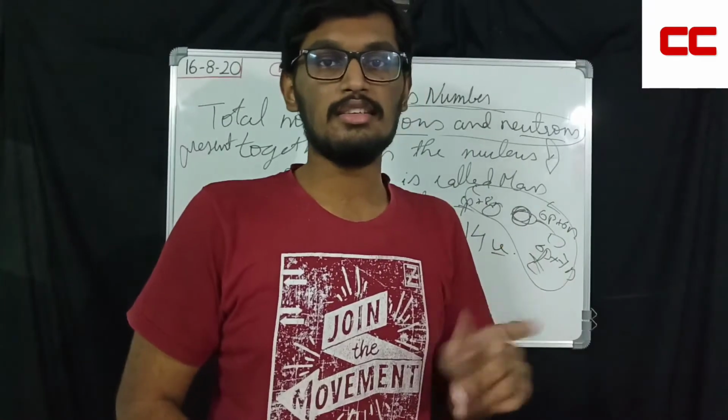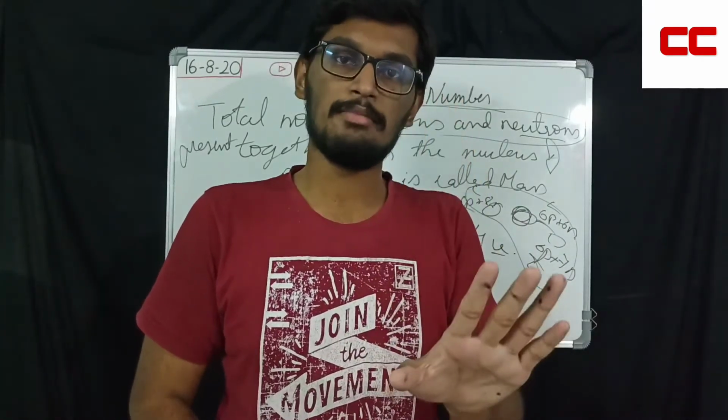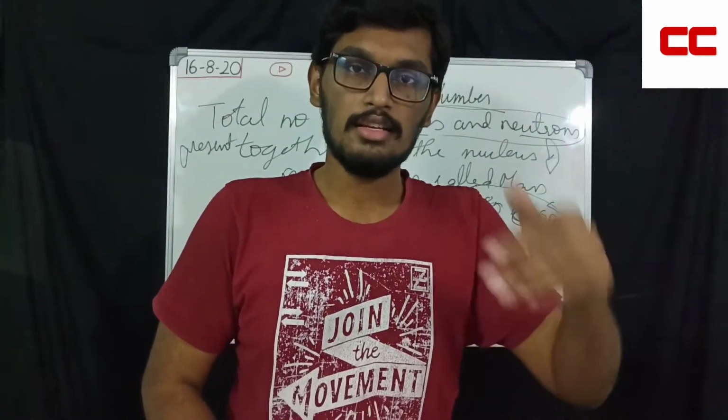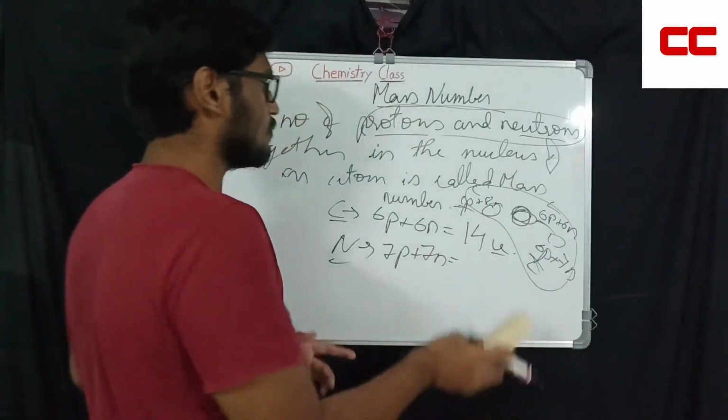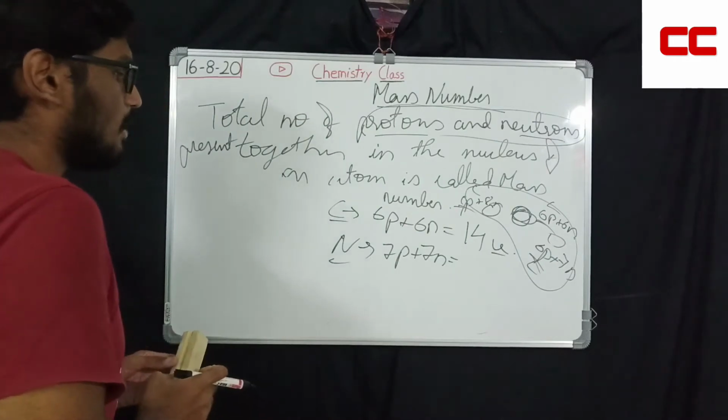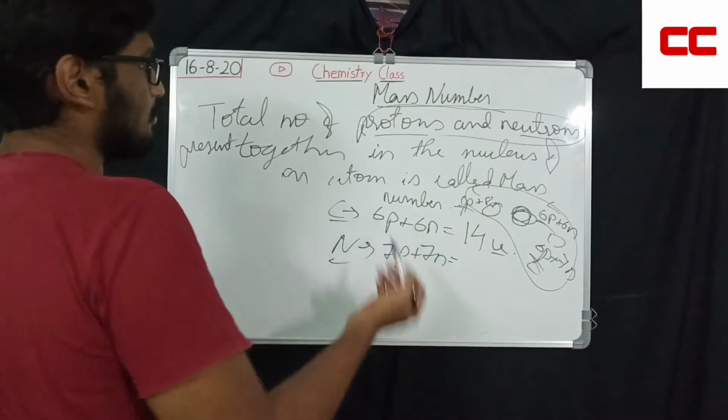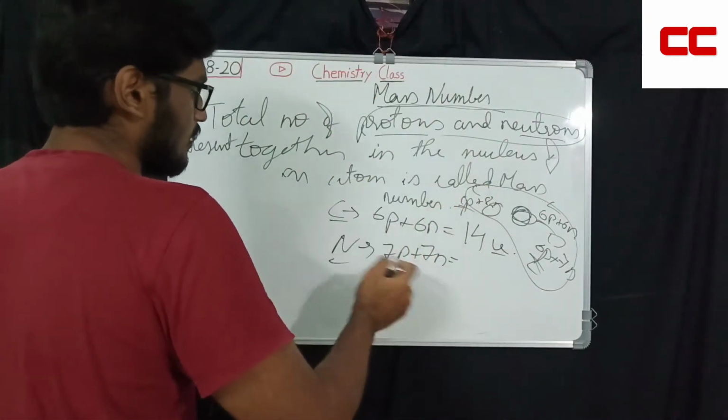But when neutrons change, the element won't change. The number of protons remains the same. But if the number of neutrons changes, that is when isotopes come into play. So that's all about mass numbers. You have to understand that the mass number is the number of protons and neutrons together.